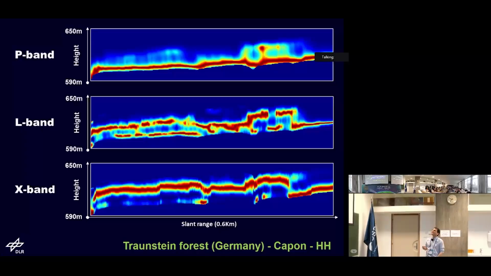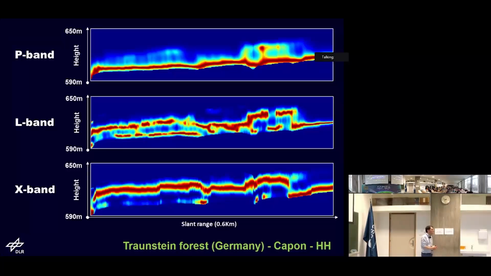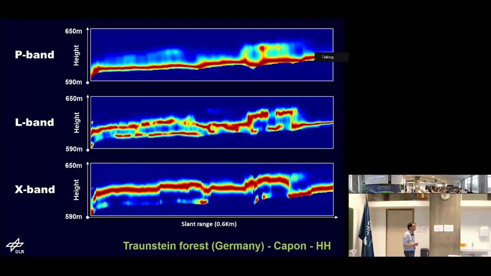Now this is a particular case, it's a temperate forest. In tropical forest, it's not like this. In tropical forest, you have a lot of scattering also from the canopy. But in general, you see that in this temperate forest with L band, you have a balanced scattering between the ground and the volume. At P band, you still have a dominance of the ground, and at X band, you have a dominance of the canopy, which, however, doesn't mean that you don't penetrate. Somewhere you penetrate. You have some scattering from the ground. Weak, but it's there.